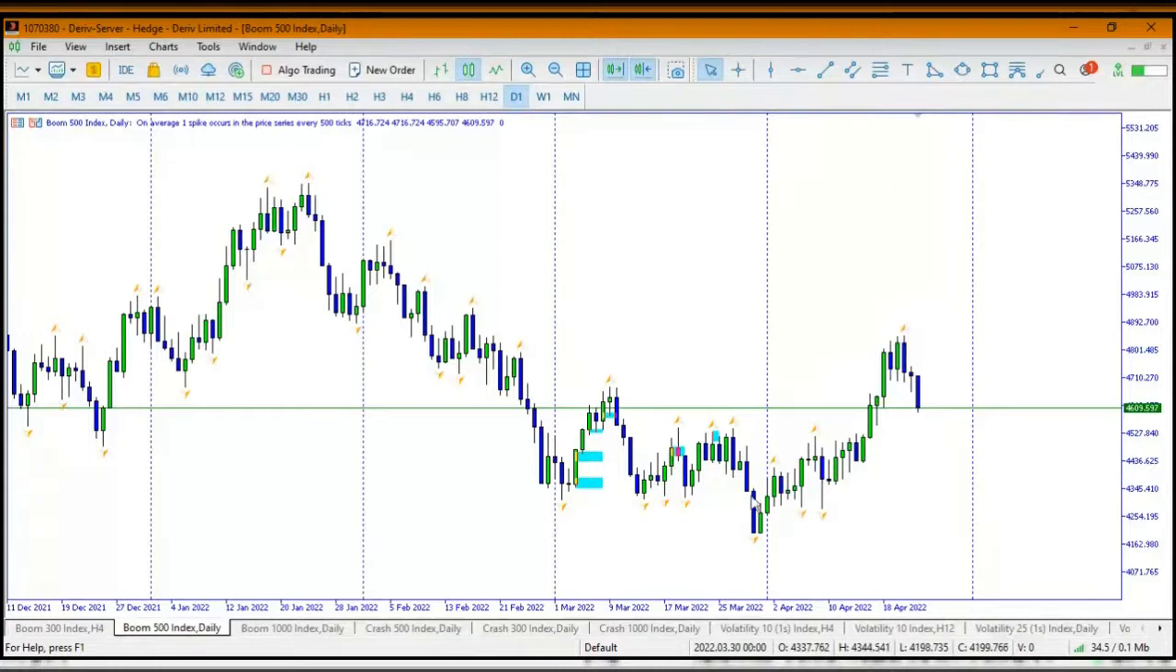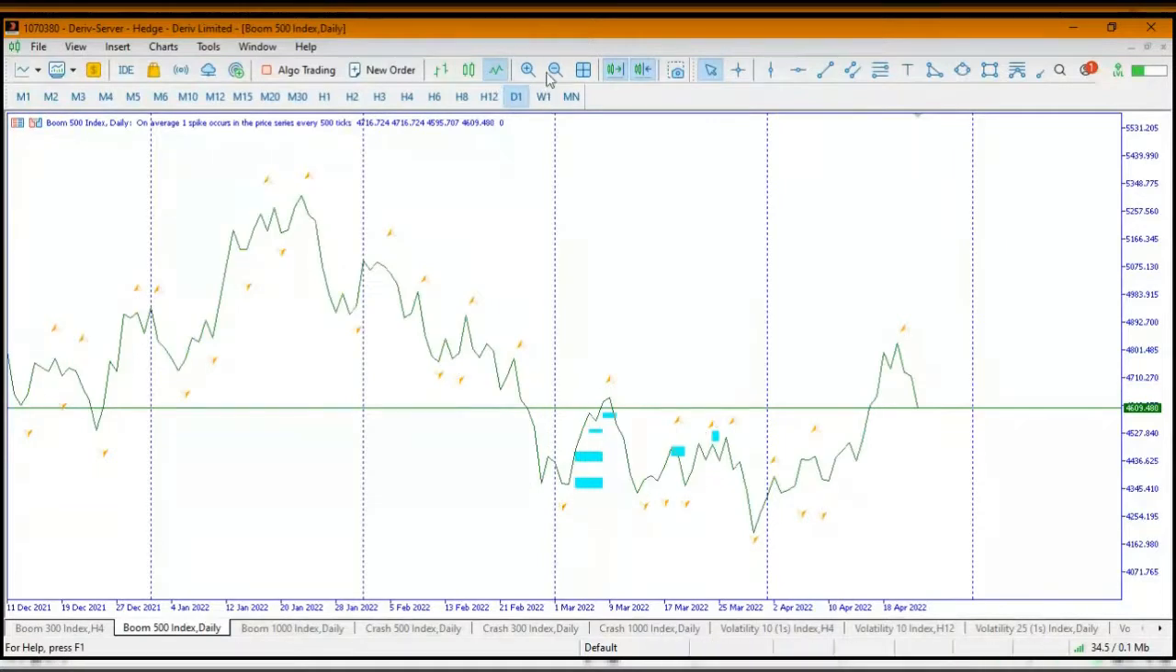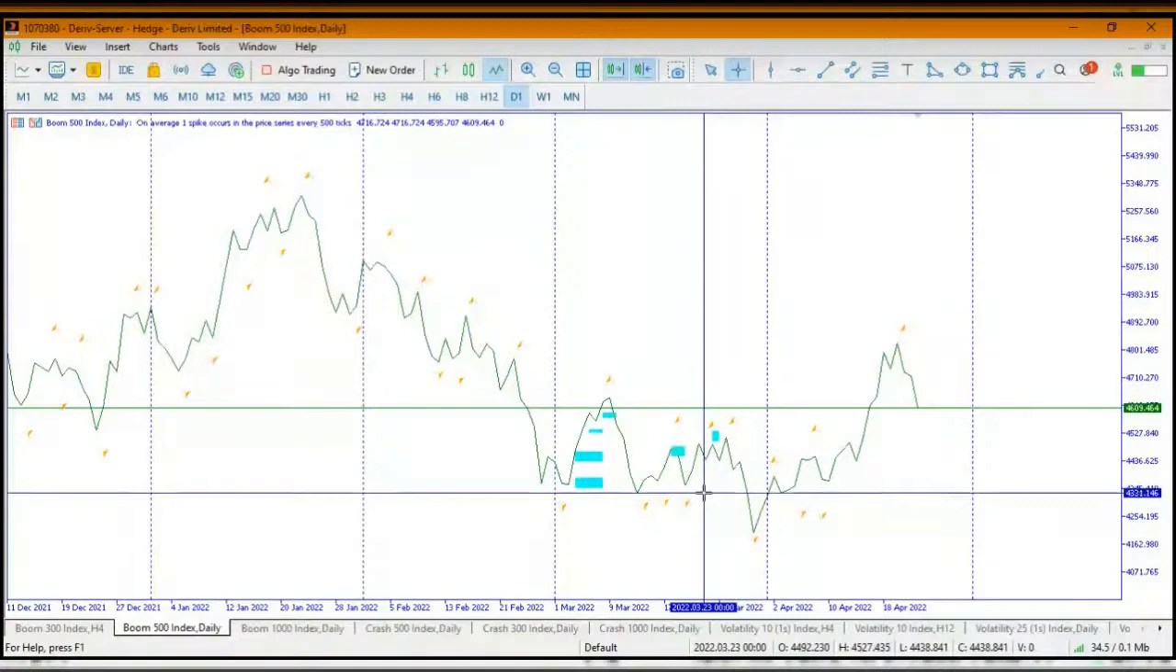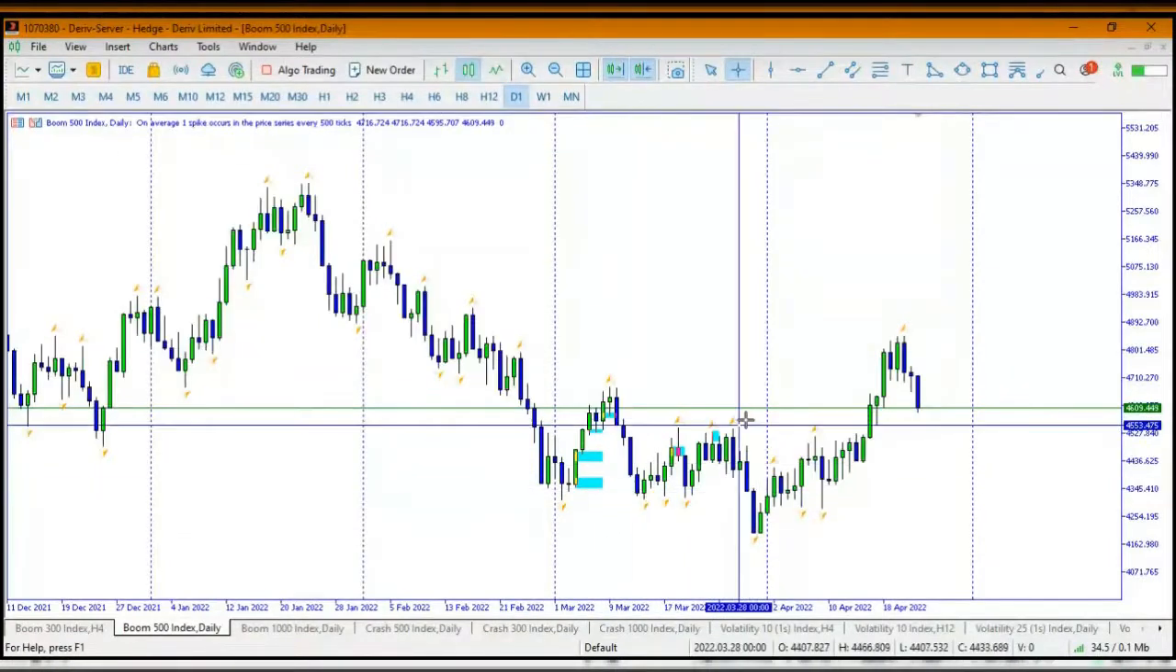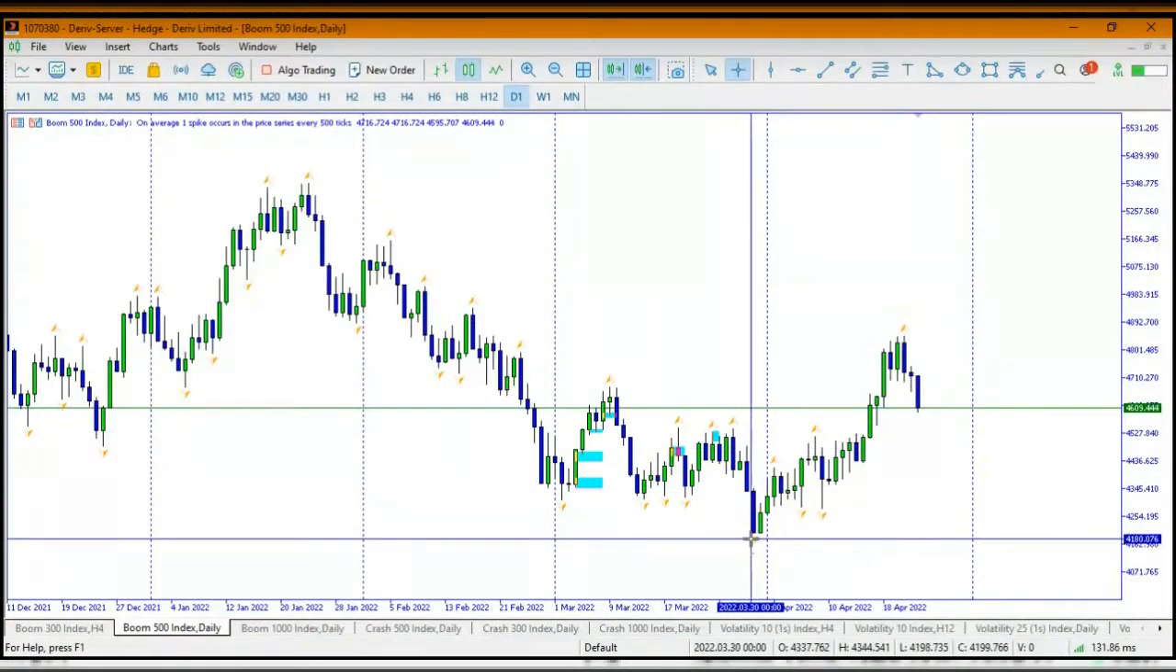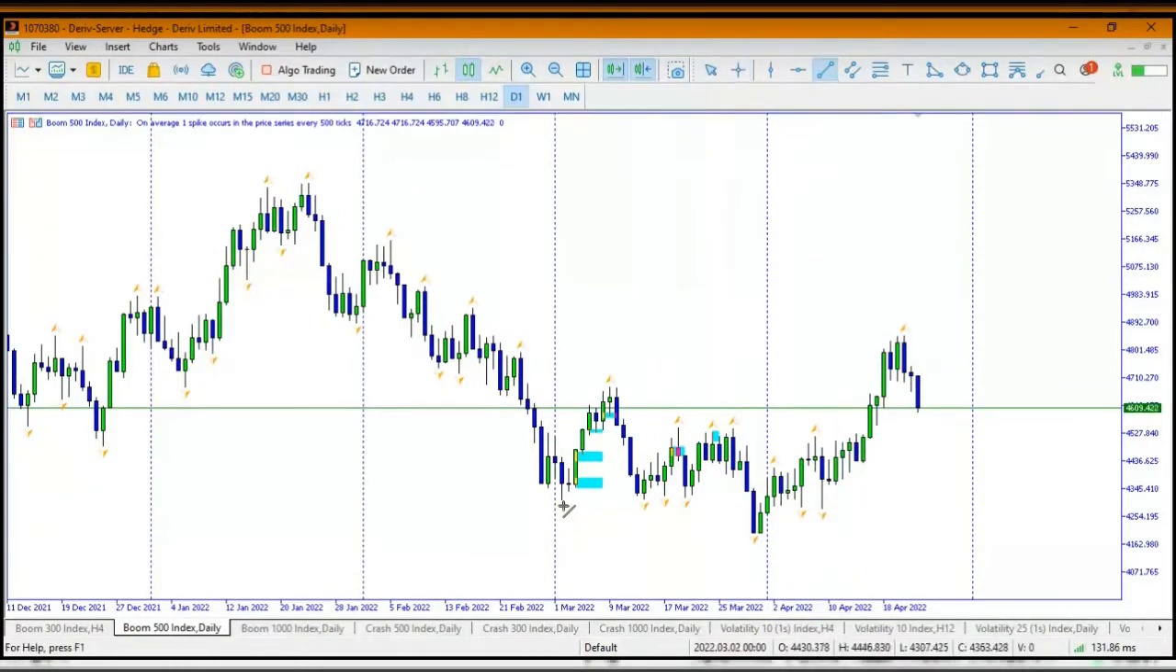Structure first, okay. Downtrend, lower low, lower high, lower low. You may say this one is not a lower low, but change it to line charts. You will see that the guy actually closed below. So it's a valid lower low, lower high, lower low. But there was a sweep. And then this guy broke structure.